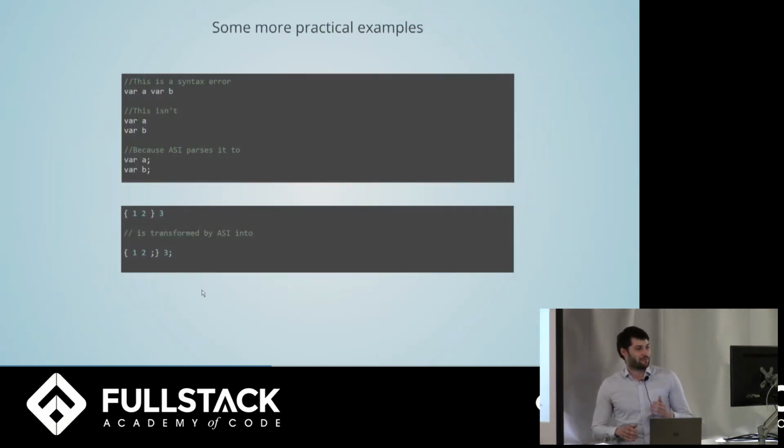So here are some maybe more practical examples of how this rule works. If you just wrote var A, var B on one line, that's not going to work. It's going to give you an error. But if we put these on separate lines, JavaScript will look for that line terminator in the code, and it will put in the semicolons so that it can understand what you're trying to write. Also, if you have a code block or something, it will also put in a semicolon there, because JavaScript needs that in order to parse the code into something that it can understand.